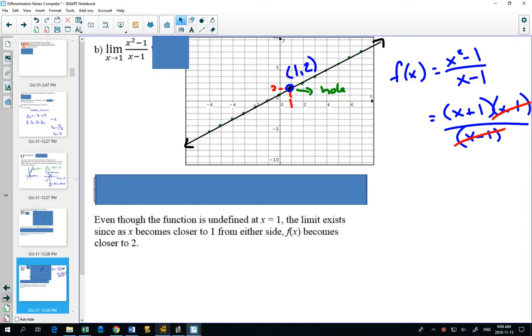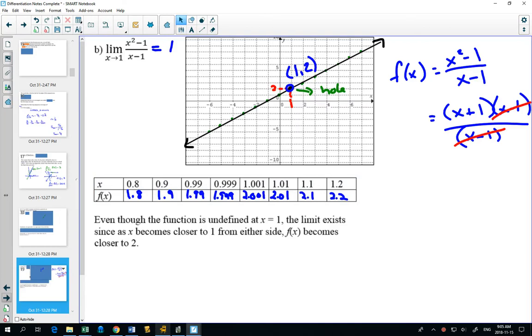Now, since it approaches 2 from the left and it approaches 2 from the right, we would say that the value of the limit is equal to 2. Numerically, we can see this as well. So even though this function is not defined at x equals 1, we would say that the limit does exist and is equal to 2.